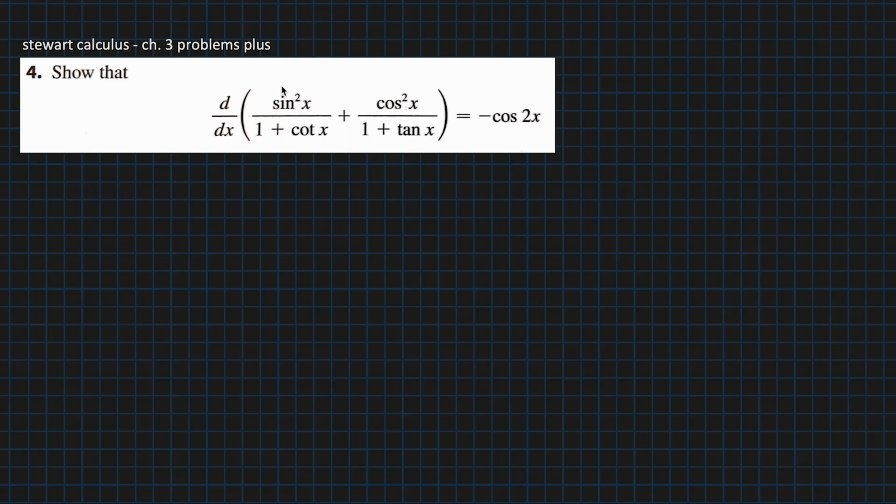Show that the derivative of sine squared of x over 1 plus the cotangent of x, plus cosine squared of x over 1 plus the tangent of x, is equal to negative cosine of 2x.